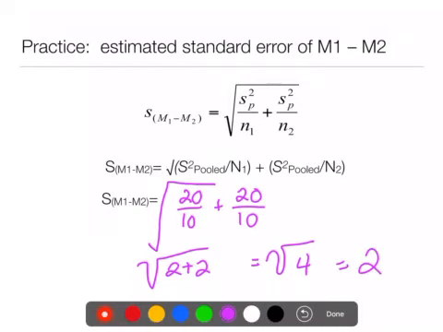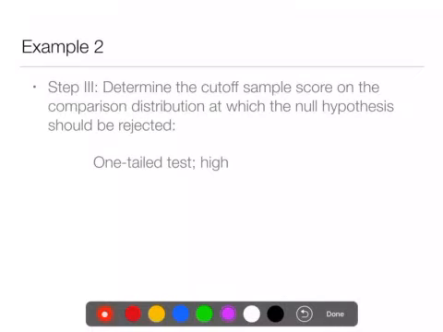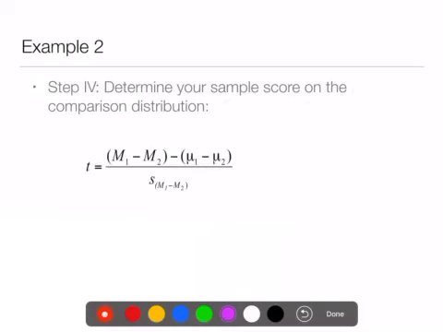So our estimated standard error is 2. Okay, so we're going to determine the cutoff. Again, we said it was a one-tailed test, high, p = .05, with degrees of freedom 18, which is equal to 1.734. Okay, so now we get to do our t-statistic.